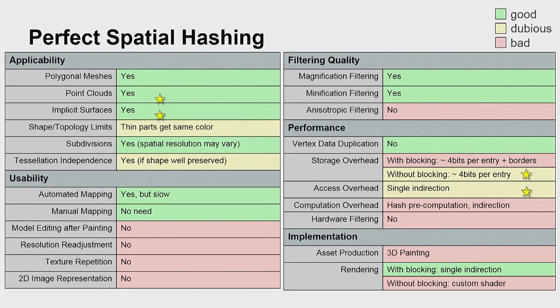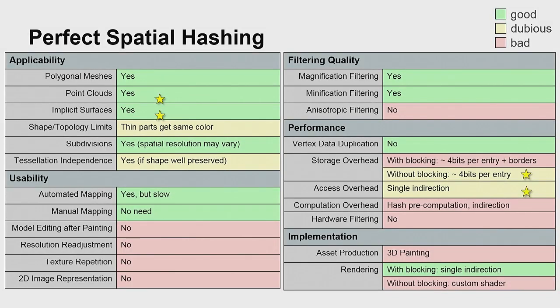But in the end, we can have magnification filtering, minification filtering. Anisotropic filtering, again, is not something we can handle with volume-based representations. We don't have vertex data duplication in terms of performance, but we're going to have some storage overhead, right? Actually, a significant storage overhead if you're using blocking. Without blocking, it's actually fairly okay, acceptable perhaps. We have access overhead. We have this single indirection overhead, but it's much better than other volume-based representations, so you might prefer the perfect spatial hashing because of that.